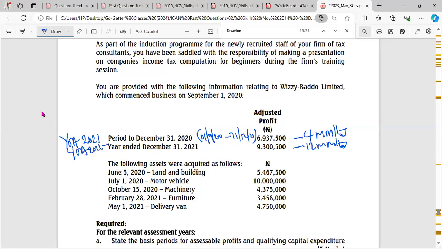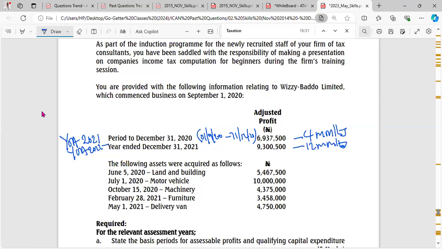I'll take it again. From Finance Act 2019, the basis period for assessable profits is the same as the basis period for capital allowance, because the rule of capital allowance is there must never be gap nor overlap.